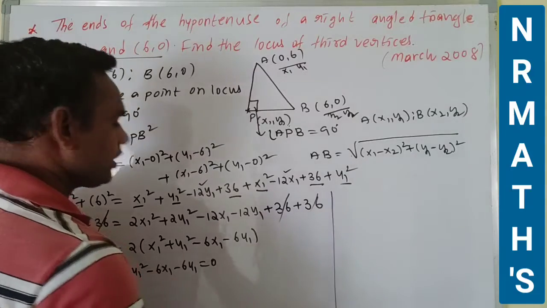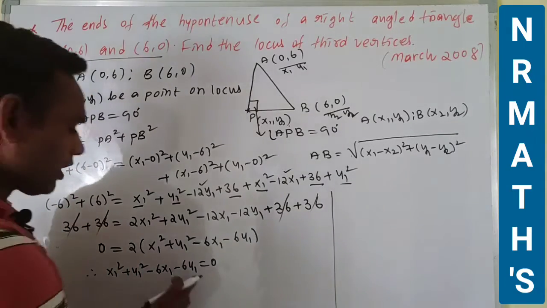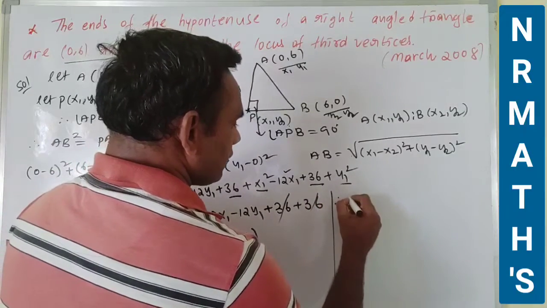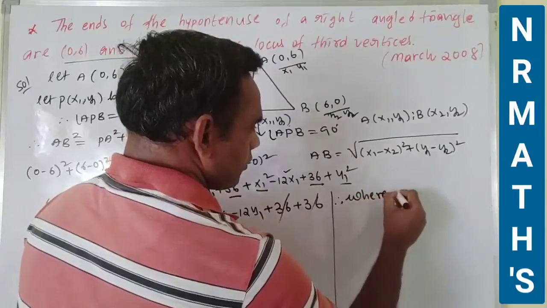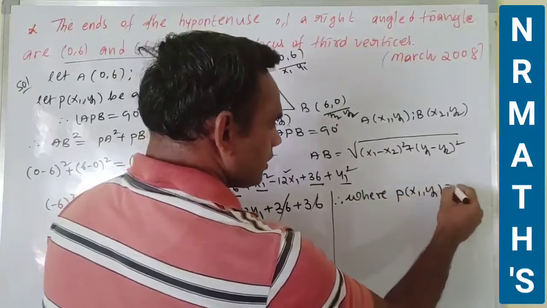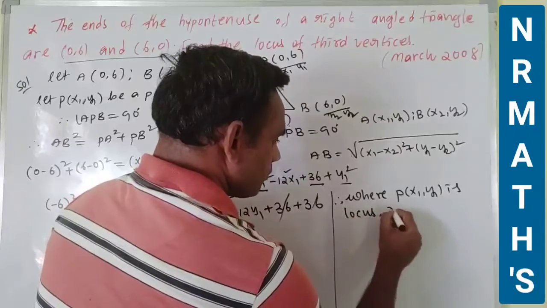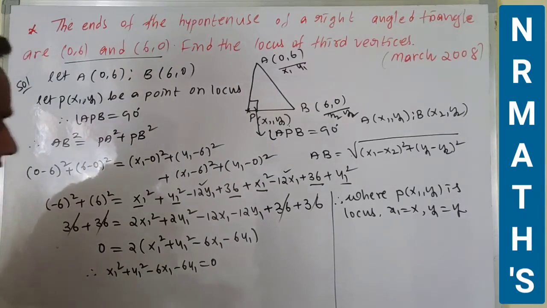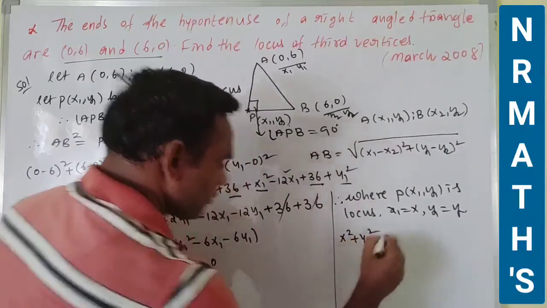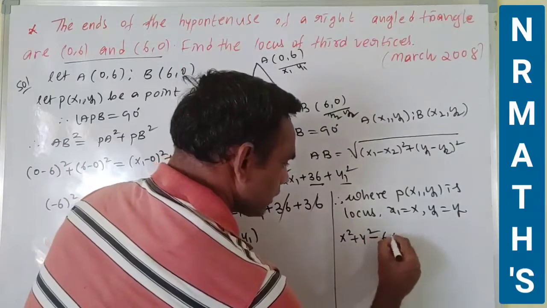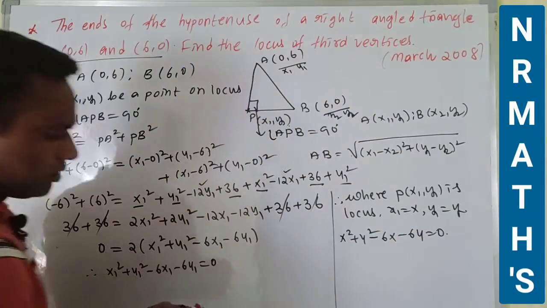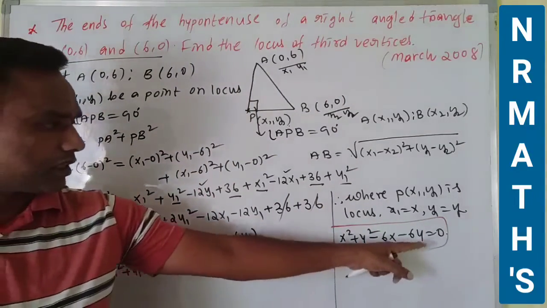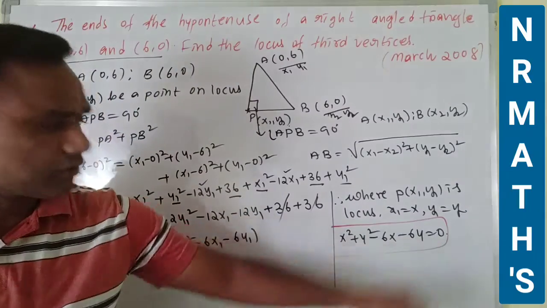We know that P (x1, y1) is on the locus. Now write down here: substitute x1 as x and y1 as y, since P (x1, y1) is the locus. So x1 is x and y1 is y. Now x square plus y square minus 6x minus 6y is equal to 0. The required locus is x square plus y square minus 6x minus 6y equals 0.